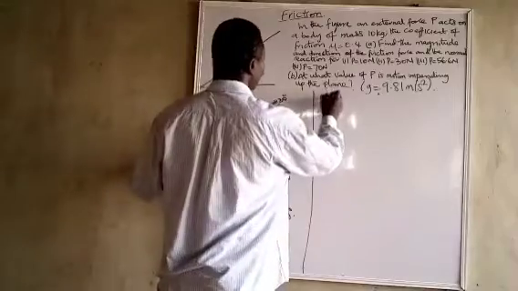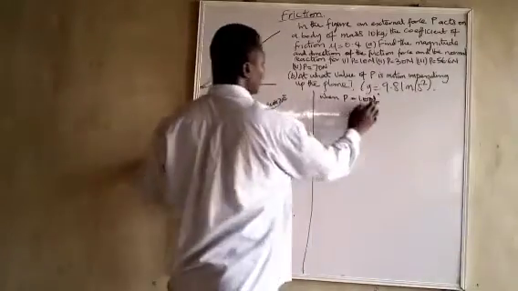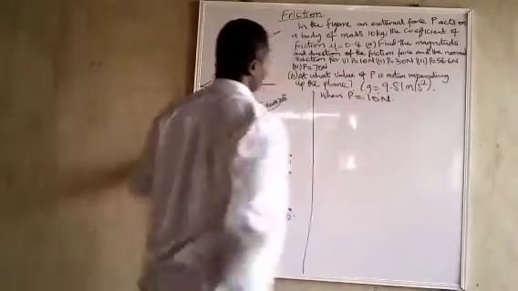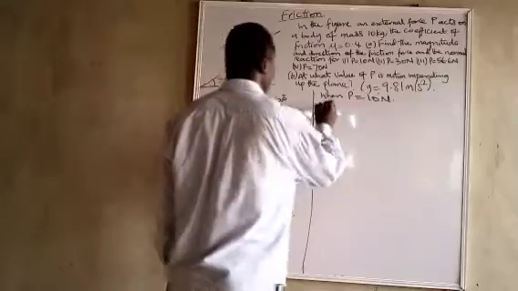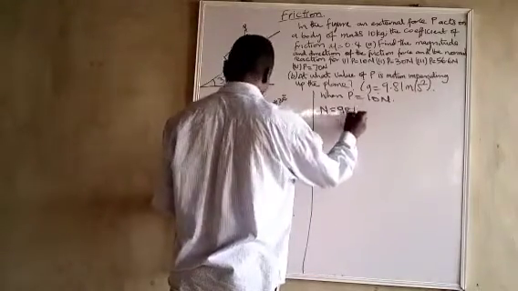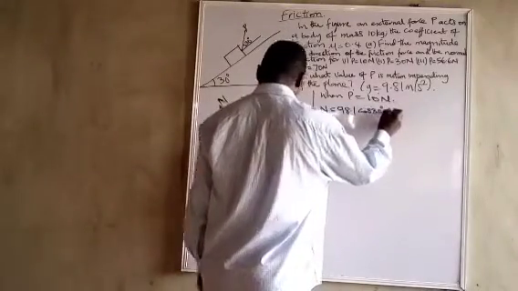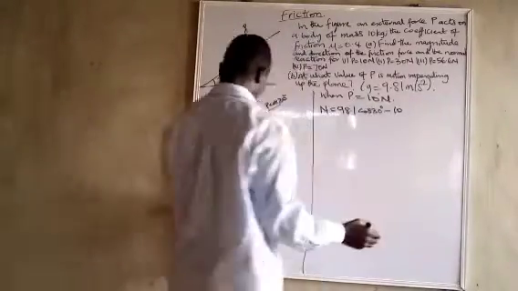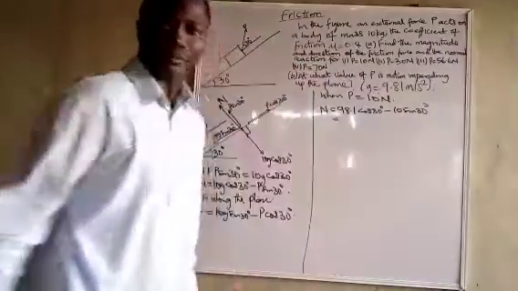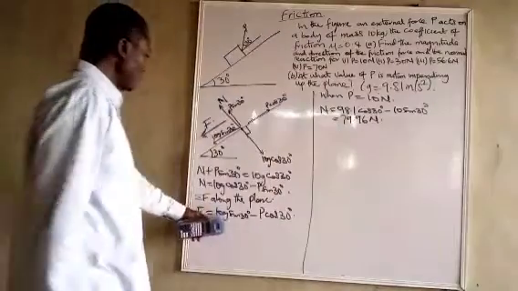That's fine. When P equals 10 Newton, let's find the value of our n. N will be equal to 98.1, that is 10 times 9.81, cos 30 minus 10 sin 30, and that is equal to 79.96 Newton.